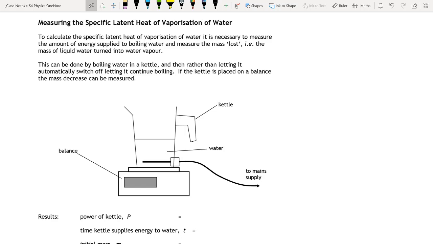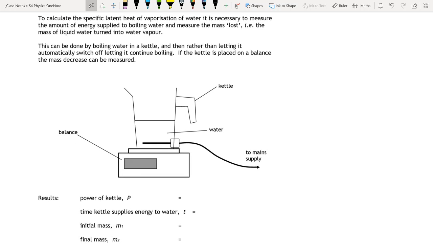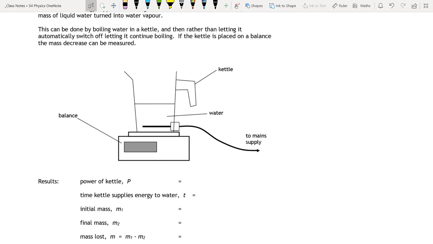Okay, so this can be done by boiling a kettle, and then rather than letting it automatically switch off, letting it continue boiling. So basically what I do is I just keep flicking the switch back on again, and it'll keep on boiling, and some of the water will evaporate. Okay, so the mass will change.